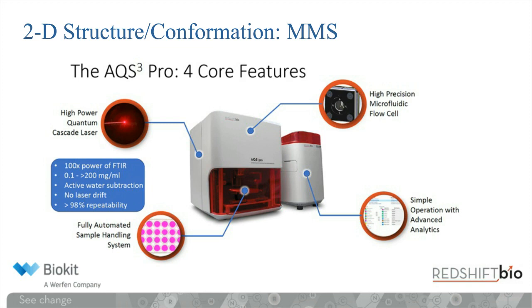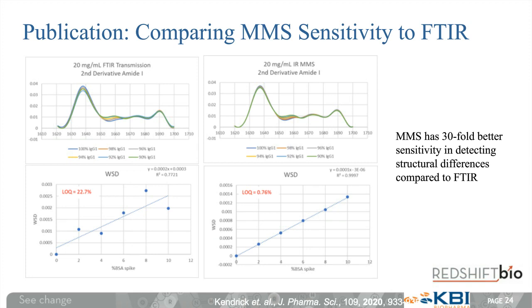Actually, a recent publication compared the sensitivity of microfluidic modulation spectroscopy to the conventional Fourier transform infrared method. The outcomes show that microfluidic modulation spectroscopy secondary structural analysis was comparable to that of FTIR. They also demonstrated that the repeatability of this novel technology was superior to the Fourier transform infrared method, and the sensitivity was 30-fold higher, especially for the lower range of protein concentration.